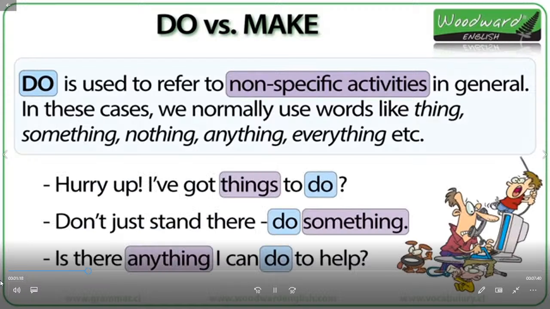For example, hurry up, I've got things to do. Here, I don't specify the activity I have to do later. Don't just stand there, do something. Since we have the generic word something, we use do before it. Do something. Again, I'm not specifying the activity I want you to do. Is there anything I can do to help you?